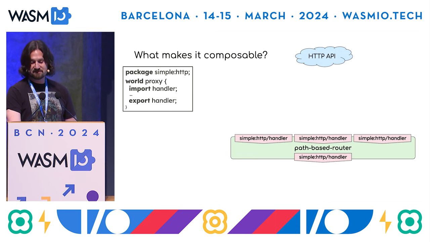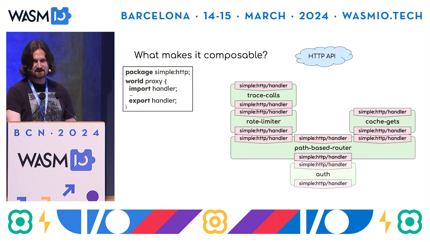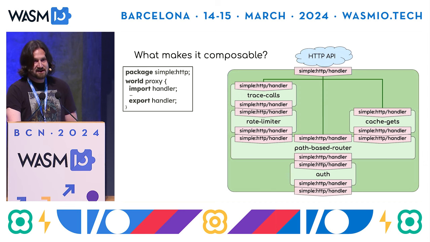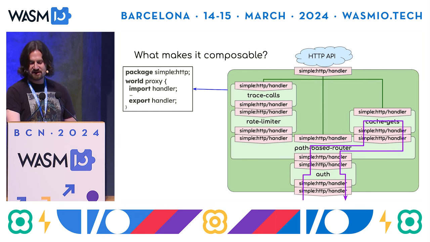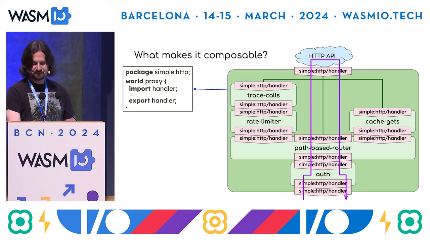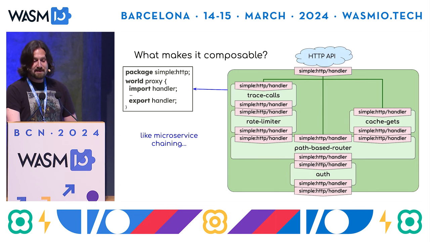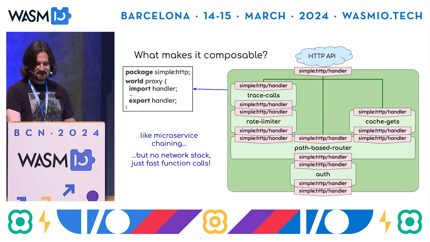Say I could have a component that does path-based routing, and it imports three handlers. And then I can snap on these individual proxy components on all the sides of it. And when I compose that, I get a compound component that still targets this proxy world. So I can run this compound component anywhere I can run a proxy component, which is pretty cool. And maybe the control flow based on the path goes this way through the rate limiter, or maybe a different path goes to the caching, and maybe another path passes through. And this starts to look like microservice chaining, or what you can express with microservices, except there's no network stack here. It's just fast function calls.